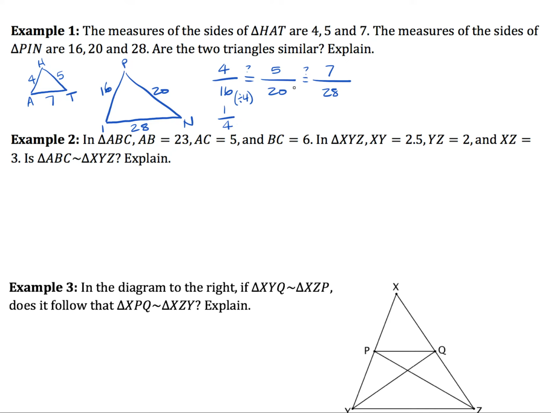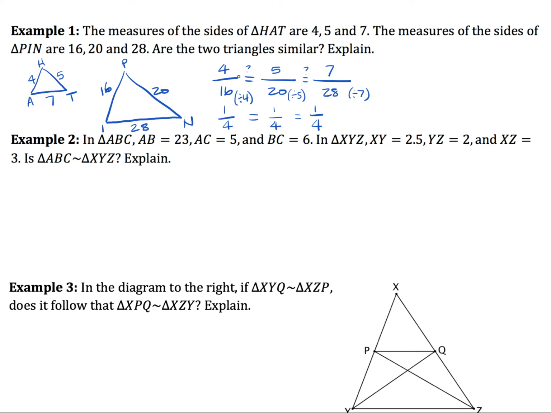For 5 over 20, I'll notice that I can divide both of them by 5. 5 divided by 5 is a 1. 20 divided by 5 is a 4. So far, so good. We have two ratios that reduce down to 1 over 4. For the third one, I notice that I can divide top and bottom by 7. 7 divided by 7 is a 1, and 28 divided by 7 is a 4. So I had a 1/4, a 1/4, and a 1/4. So the side lengths between these two triangles are in fact proportional.